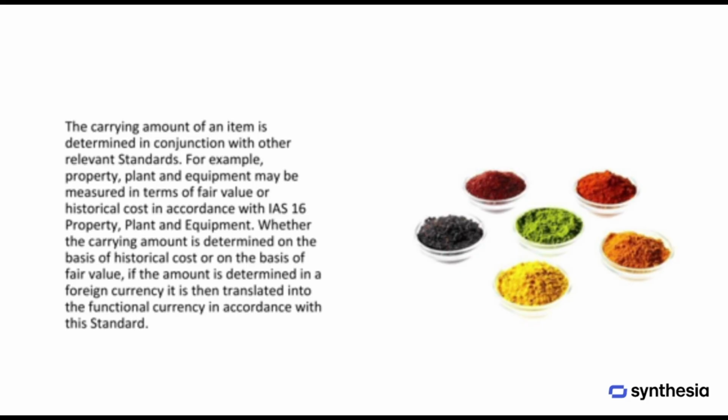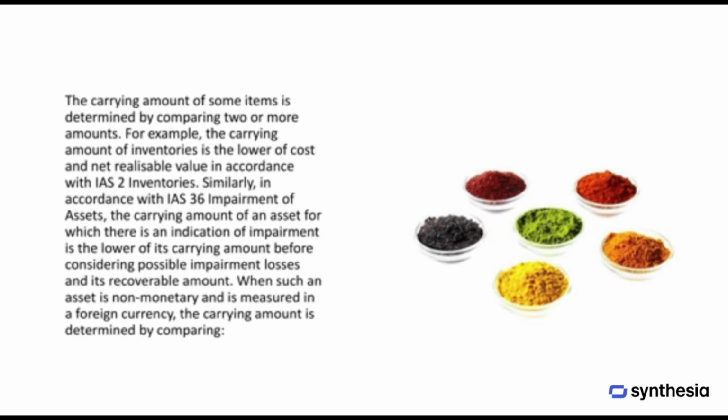The carrying amount of an item is determined by applying the relevant accounting standards. For instance, property, plant, and equipment can be measured either at fair value or historical cost according to IAS 16. Regardless of whether the carrying amount is based on historical cost or fair value, if it is initially determined in a foreign currency, it must then be translated into the functional currency following the rules of this standard.